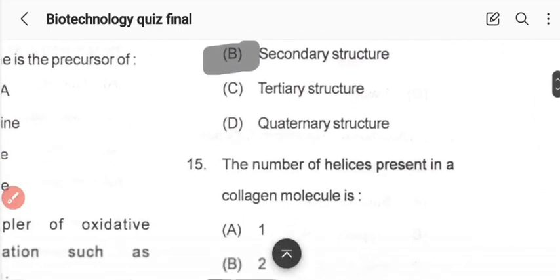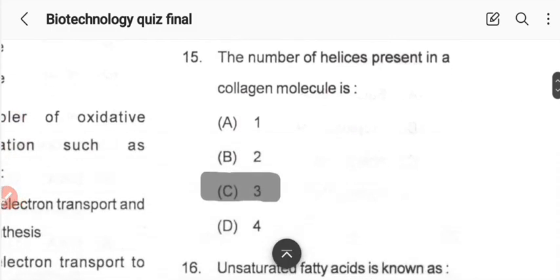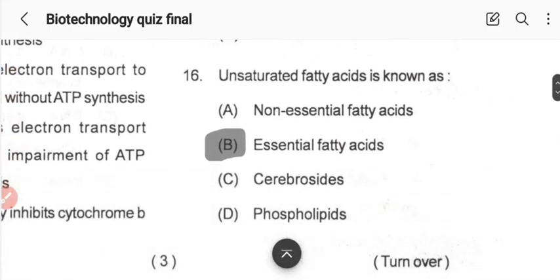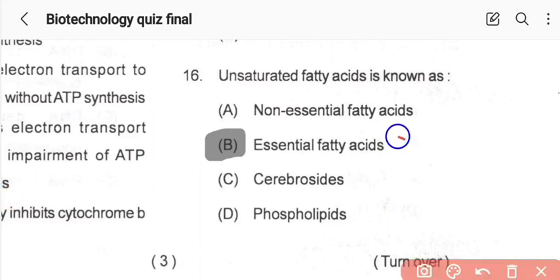Next questions. The number of helices present in a collagen molecules is not more than 3. So right answer is 3. Then unsaturated fatty acid is known as essential fatty acids because our body cannot synthesize this, not amino acids, fatty acids. This essential fatty acids we cannot synthesize in our body, and it is so essential fatty acids we cannot produce, we need it from outside.